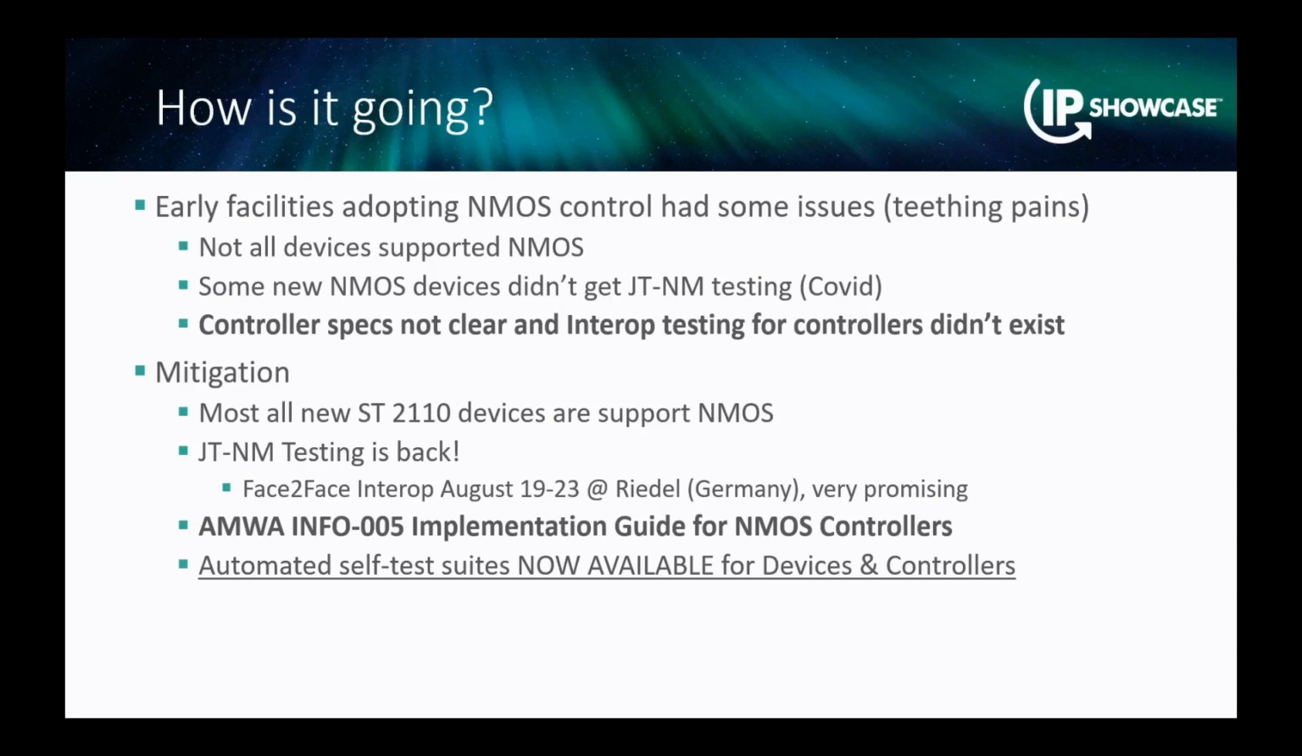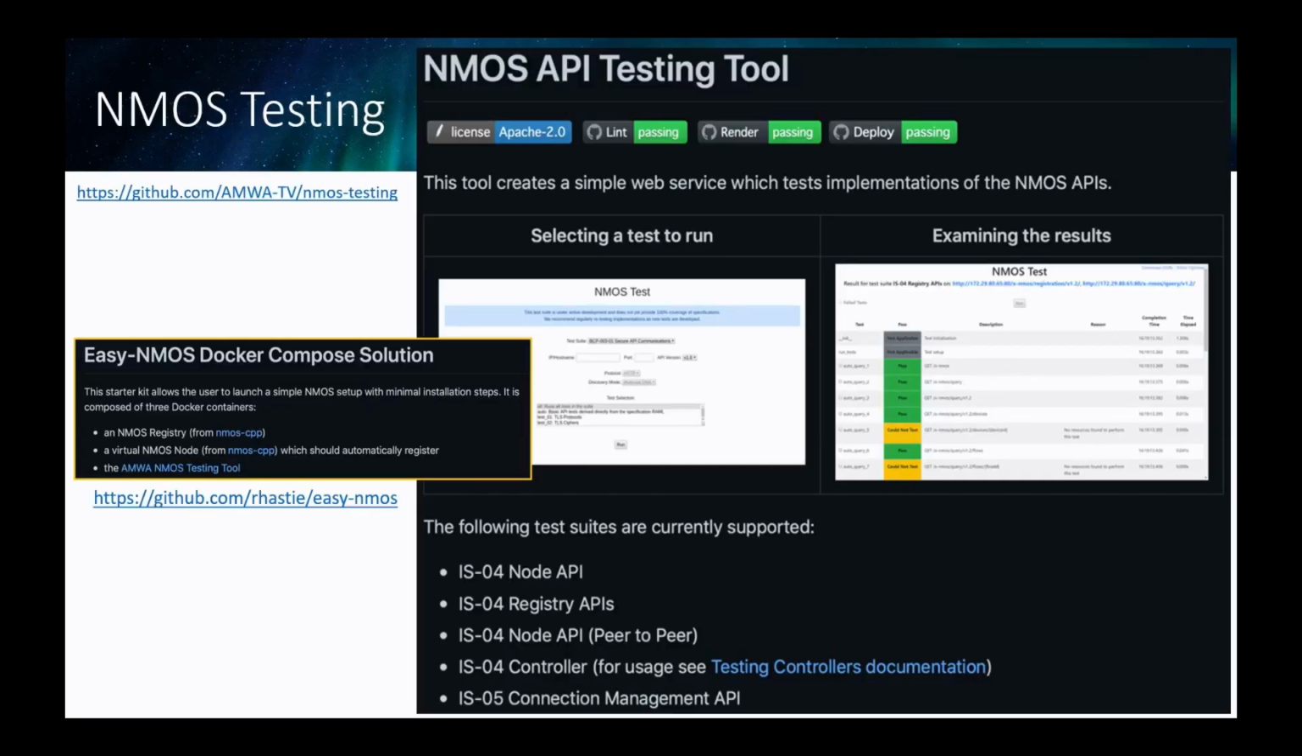The mitigation is we do now have JT-NM testing. It's back. We have controller testing. We just did a face-to-face event at Riedel a couple of weeks ago. We've got this new implementation guide for NMOS controllers and lots of automated tests. So we believe our growing pains are behind us. It's still a lot better than manually setting everything up, but we're definitely getting there.